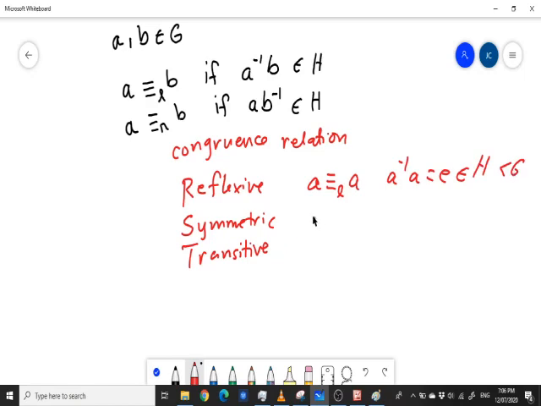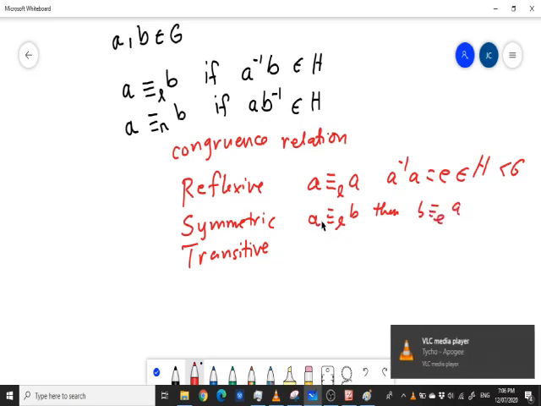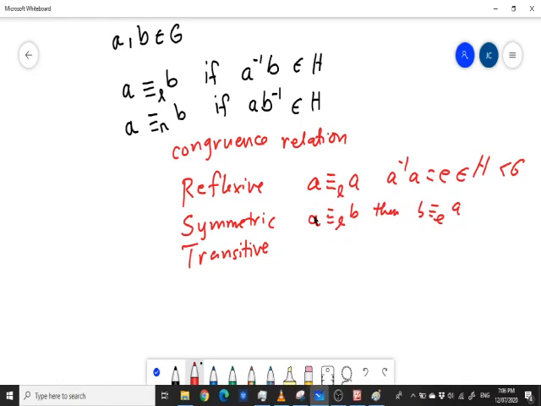Next, symmetric. If A is left related to B, then B is left related to A. Ayaw, hindi ko na-prove. Tapos, transitive, if A is left related to B, and B is left related to C. Parang gawing bridge si B. Then si A at saka si C left related. Ganun. So, congruence relation.